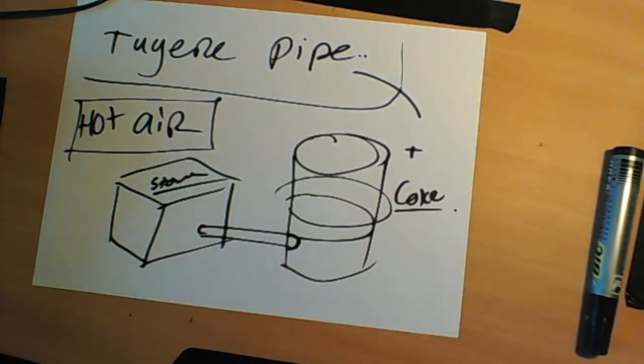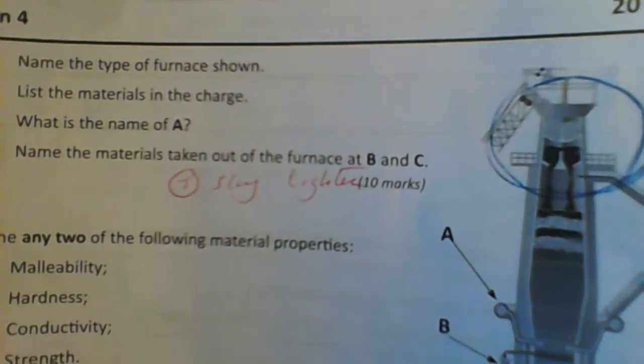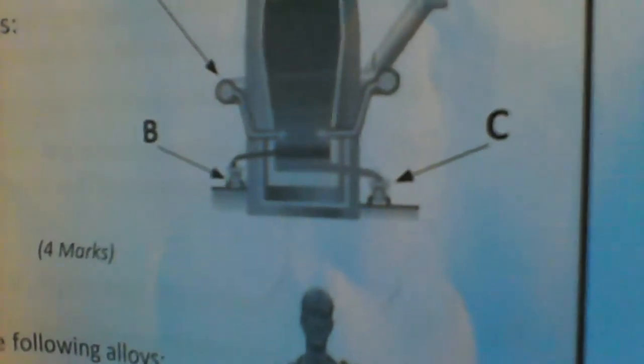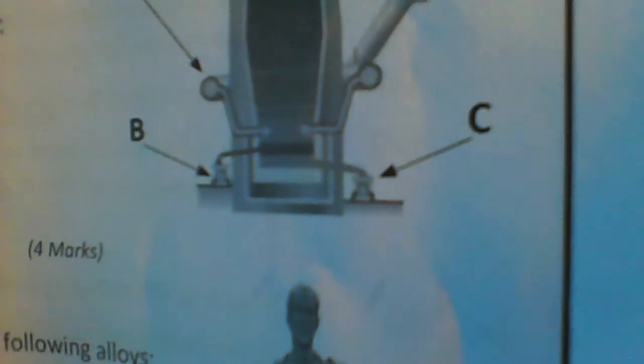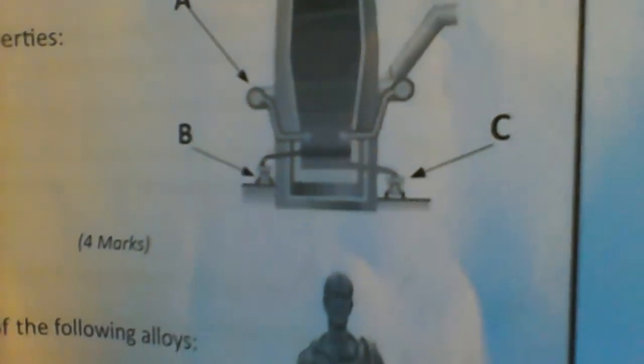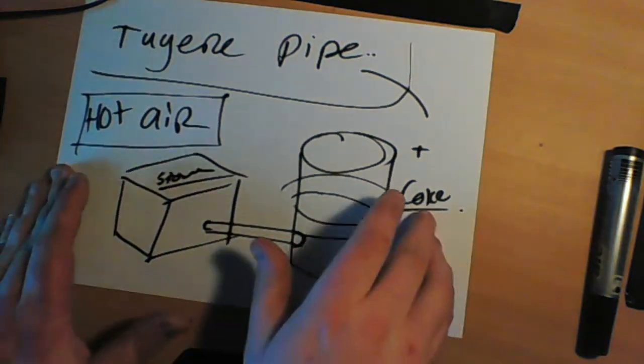The next thing is asking us to name the materials taken out of furnace B and C. You can see B is one height, C is the other height. If you're able to say slag and pig iron, you get full marks. But you want to be able to talk about it in a small bit more detail. So I'll draw that again. I'll just draw the bottom of this. The bottom of the furnace looks something like this, we'll say.